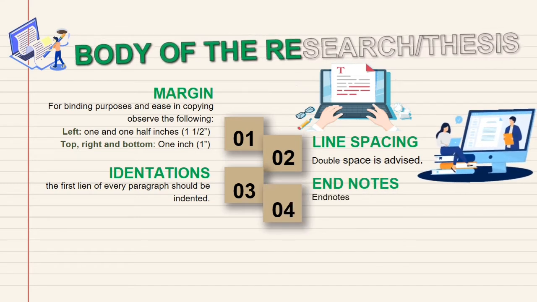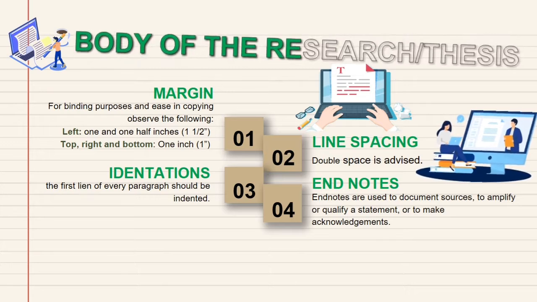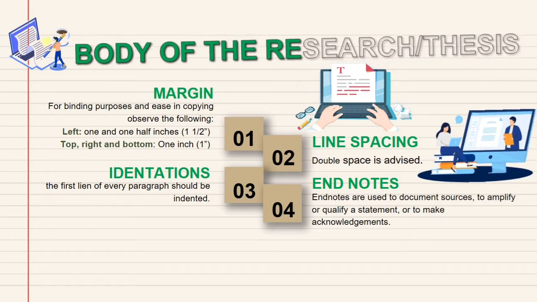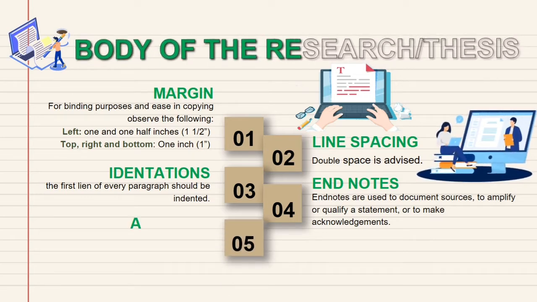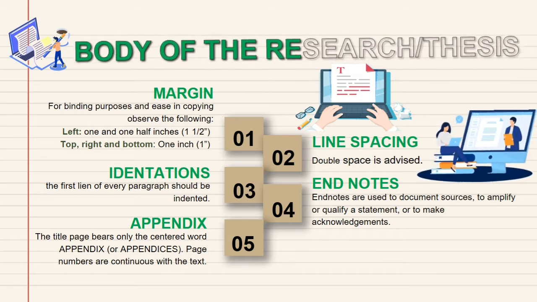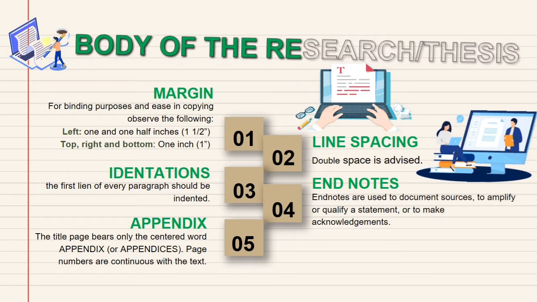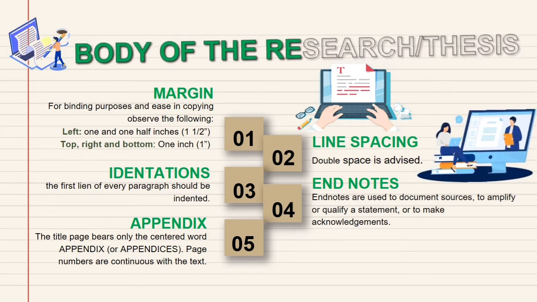Sometimes we may use endnotes. These endnotes are used to document our sources, to amplify or qualify a statement, or to make acknowledgments. Then we have the appendix. The title page bears only the centered word appendix or appendices. Page numbers are continuous with the text. The appendix contains materials which are of interest to the reader but not an integral part of the thesis.